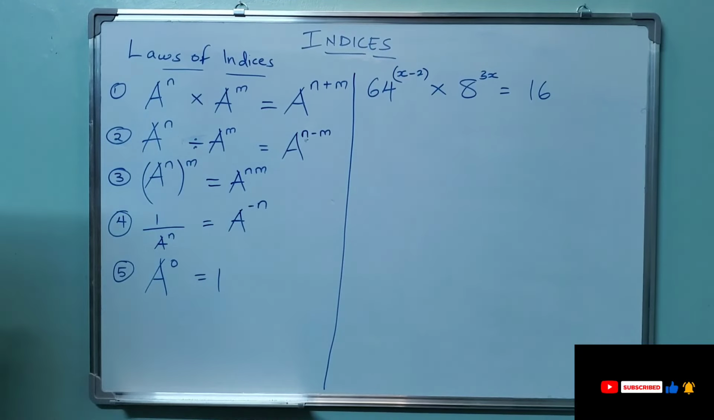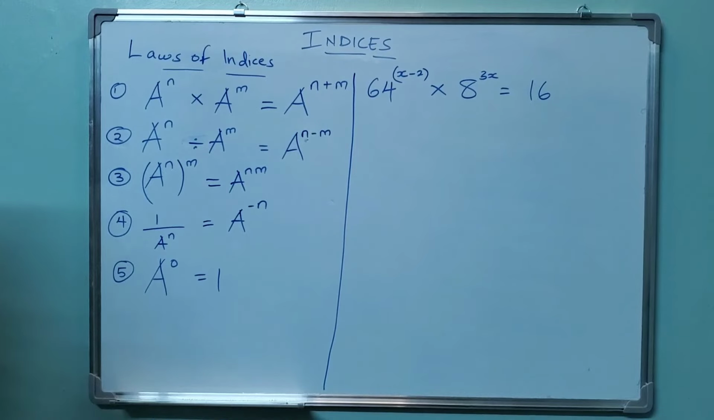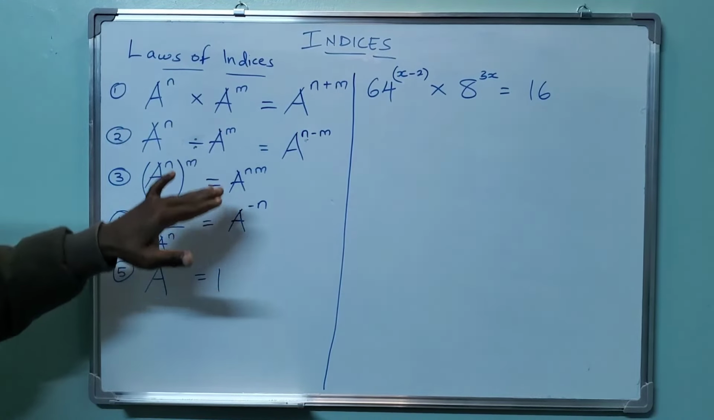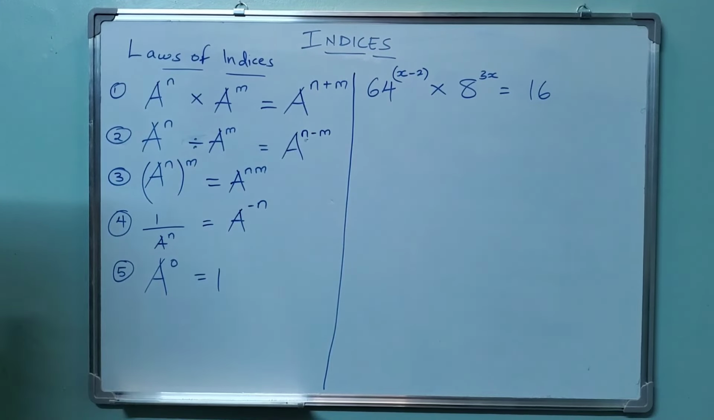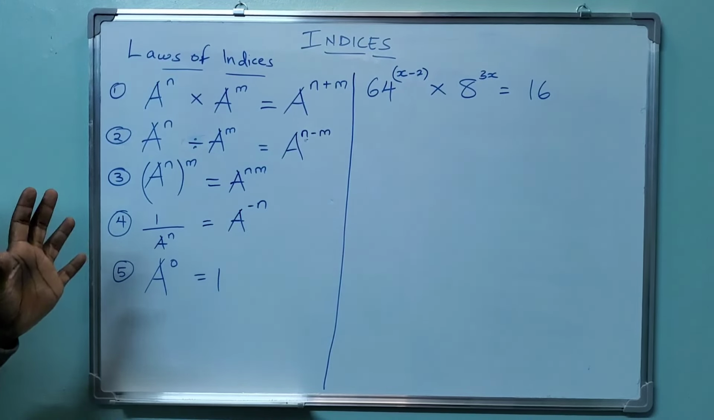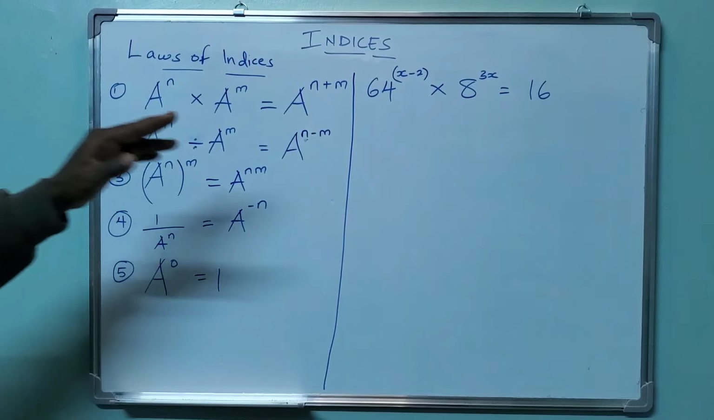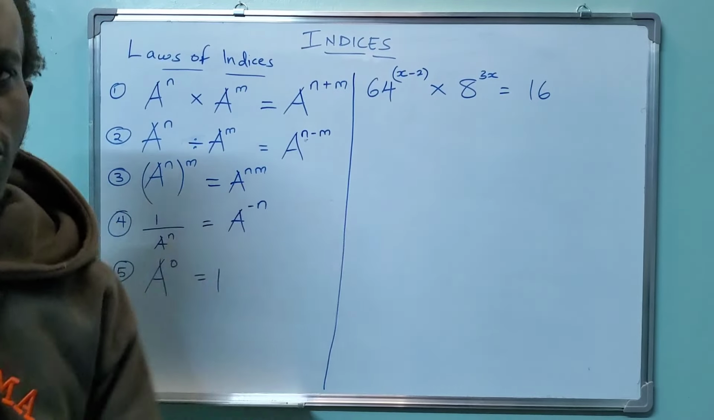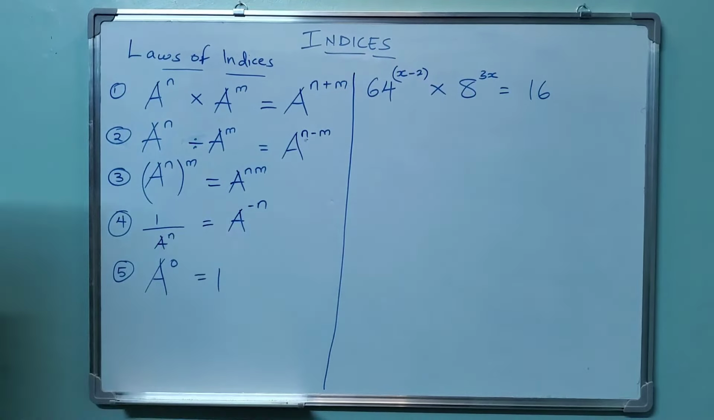Now, first of all, we have to make 64, 8, and 16 to the same base. Remember, this formula can only work. Now, in most cases, not in all cases, it usually works once we've made those numbers into the same base. In this case, I'm going to make 64, 8, and 16 to the same base. And I know all those values can be raised to base 2.